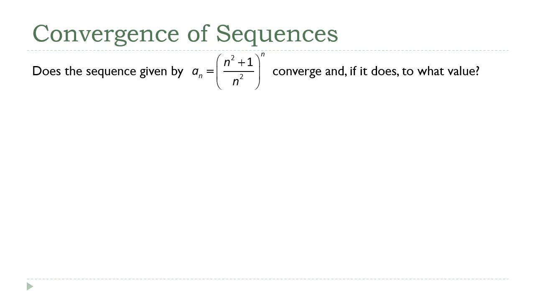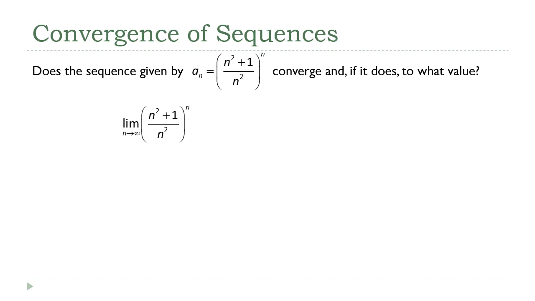So I have a sequence here, and I want to determine if this converges, and if it does, to what value. All right, so to do that, I have to take a look at a limit, right? I have to take the limit of a sub n, or that expression that a sub n equals, as n goes to infinity. Now, to do this, I'm going to define a function.